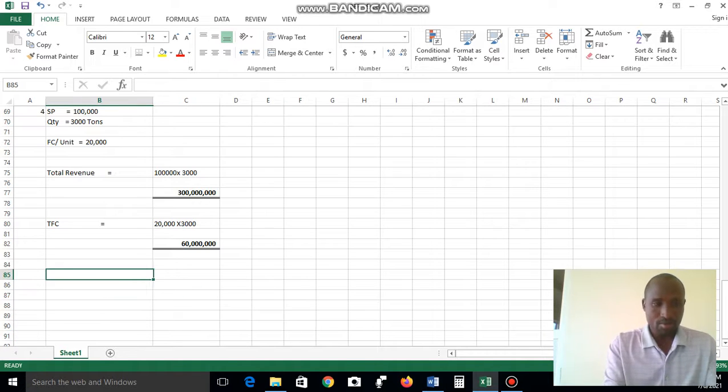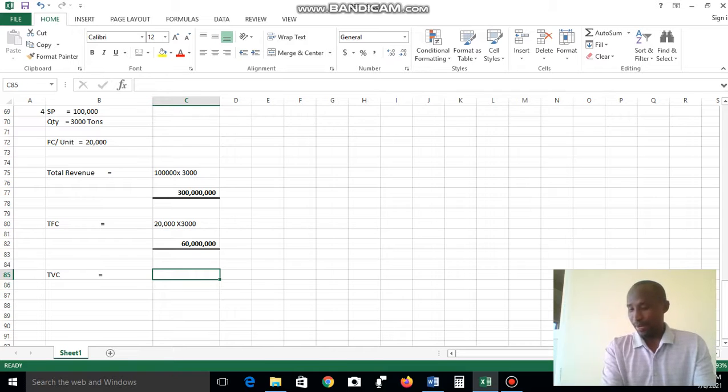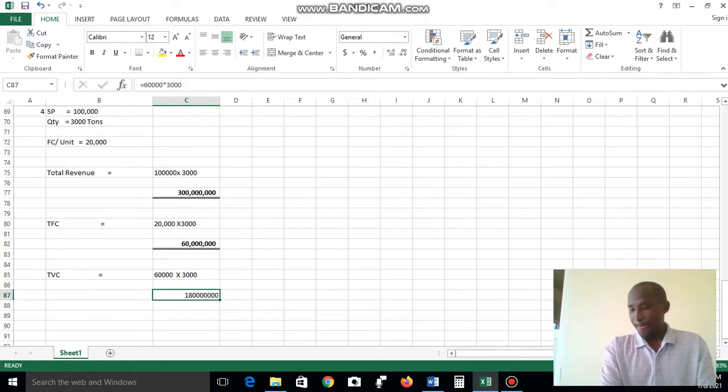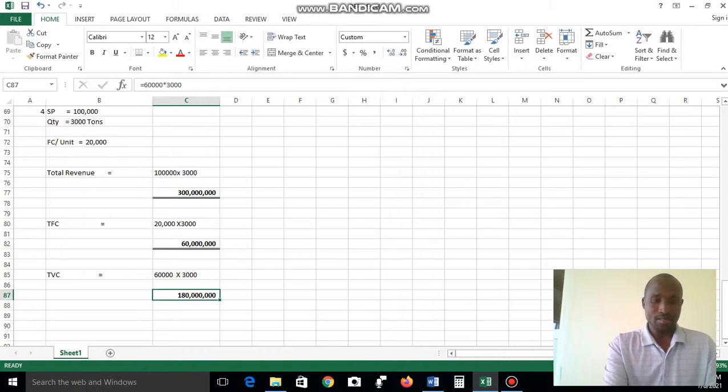Total variable costs we have will be equivalent to 60,000 times 3,000. If we get 60,000 times 3,000, what do we get? We get 180 million. So this is it. At this point we are there.